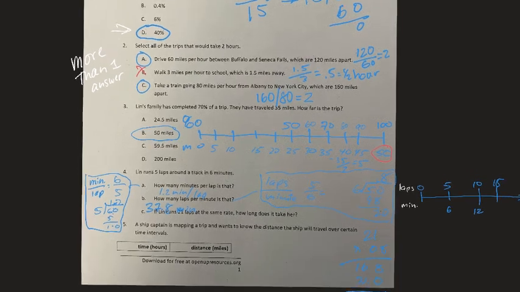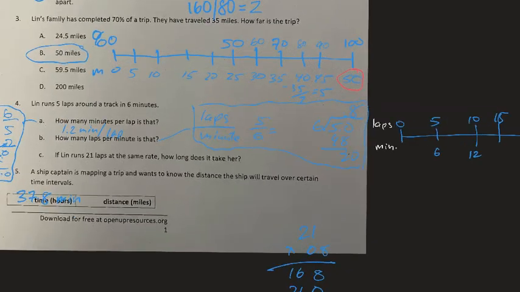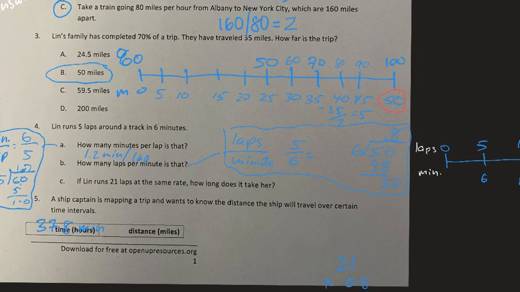Number 3, our friend Lynn has completed 70% of a trip. They have traveled 35 miles. How far is the trip?